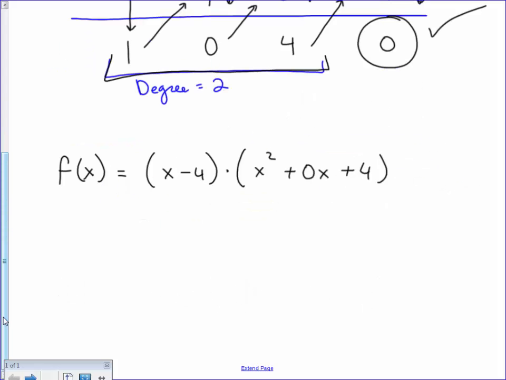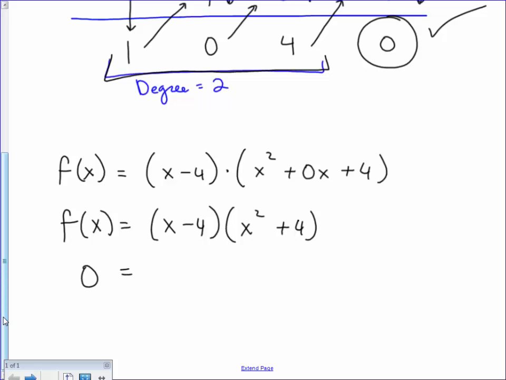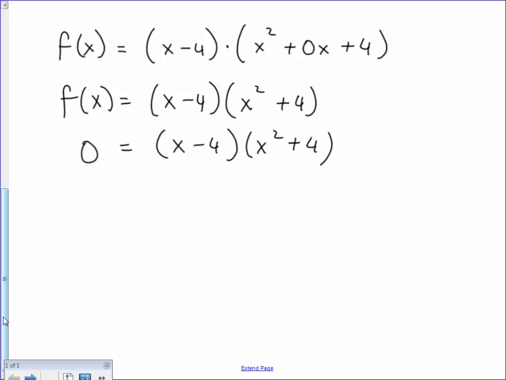Okay, I'm going to go ahead and rewrite that answer. I don't need that 0 term, so I have x minus 4 times x squared plus 4. Now I've been asked to find the remaining zeros. So I would set f of x equal to 0, and then I would try to factor as much as I can. Well, both of these two polynomials are already factored, so I would set this one to 0. That's the 0 that I was actually given to begin with. And then I would set this one to 0.